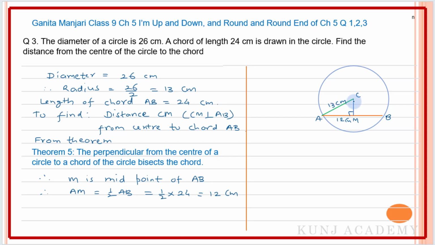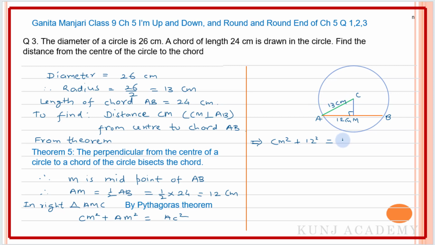In triangle ACM, by Pythagoras theorem, CM square plus AM square is equal to hypotenuse AC square. CM square we have to find. AM square is 12 square, AC square is 13 square.